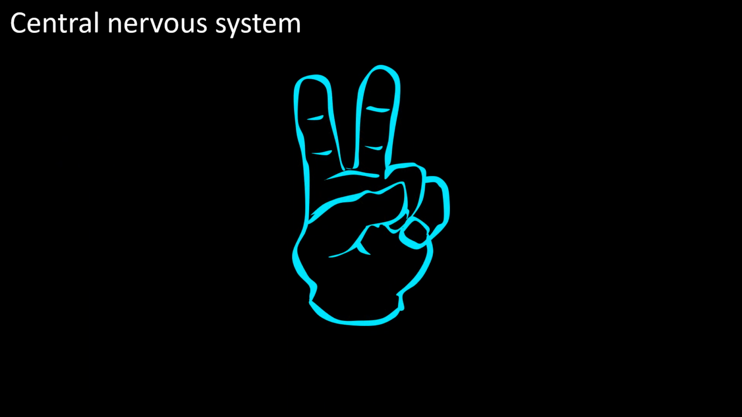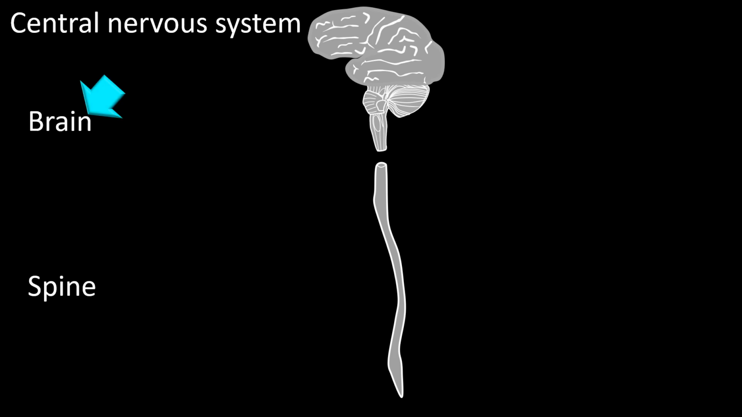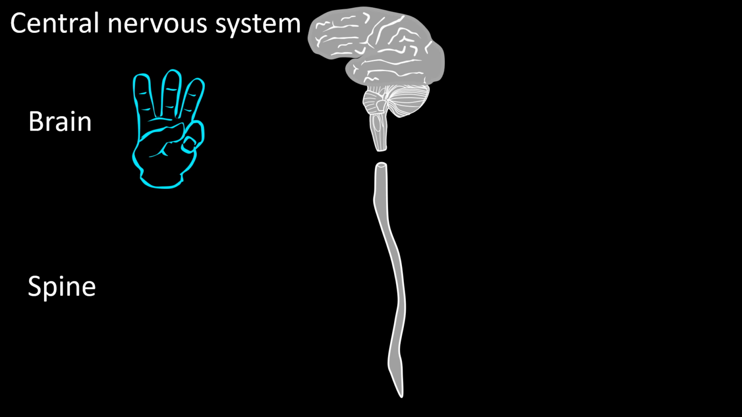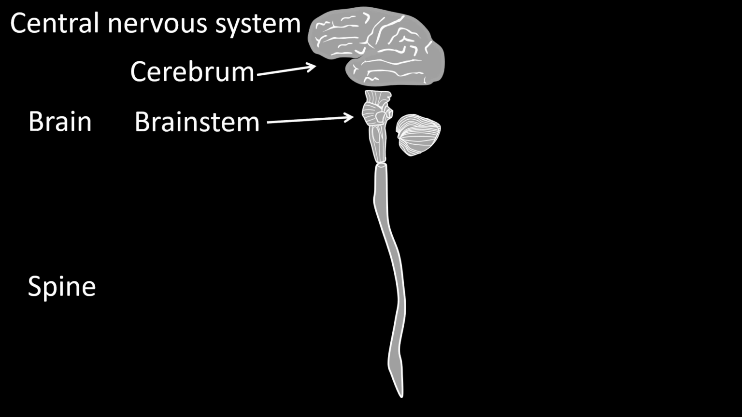I will now represent the two main divisions of the central nervous system, the brain and the spinal cord, to talk about their subdivisions. The brain can further be divided into three subdivisions, as you can see in this diagram. These divisions are the cerebrum, the brainstem, and the cerebellum.